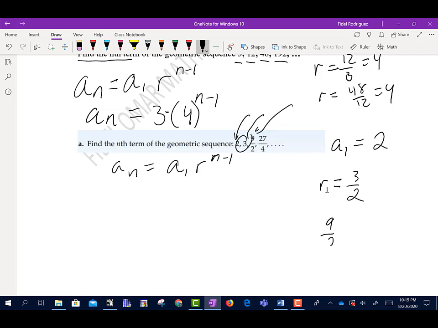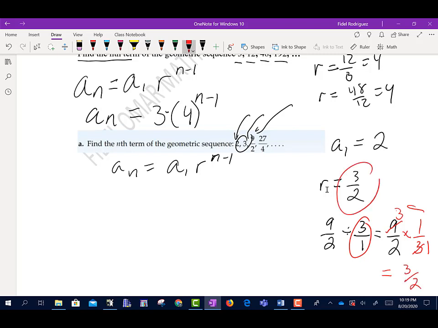Okay, so let's write it out. 9 halves divided by 3. So remember from basic math, you can think of this number as 3 over 1. And do you remember how to divide fractions? I know you're going to tell me yes. We change it to multiply, and then we take this guy and we flip him. And when we flip that, this 3 can reduce with that 9. 3 goes into 3 once, 3 goes into 9 3 times. And when I multiply straight across, 3 times 1 is 3, 2 times 1 is 2. And if you notice, I get the same thing, 3 halves.